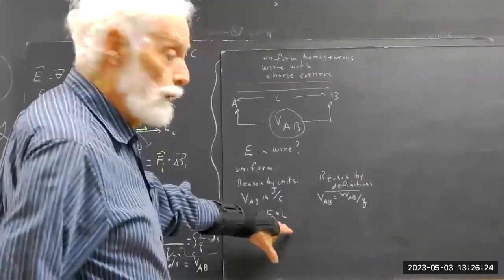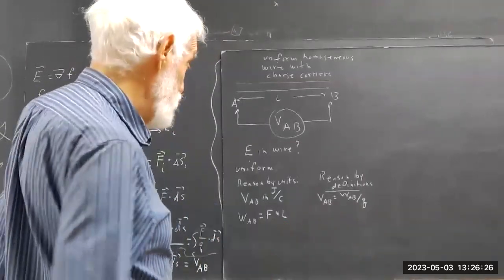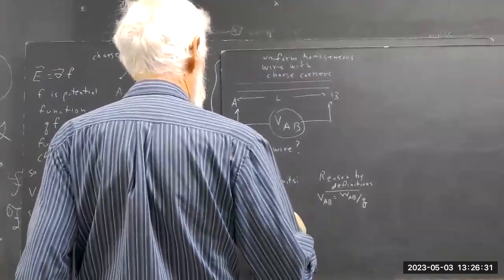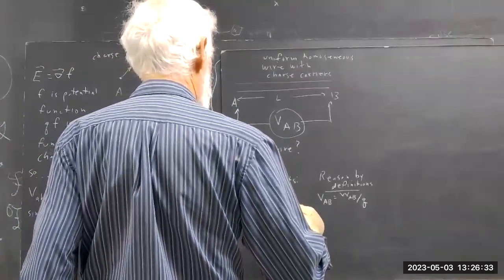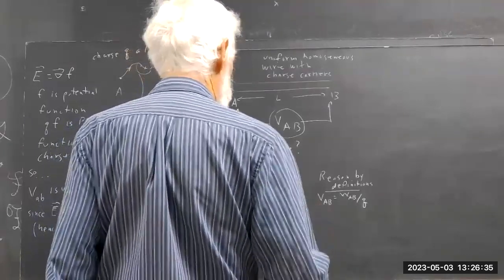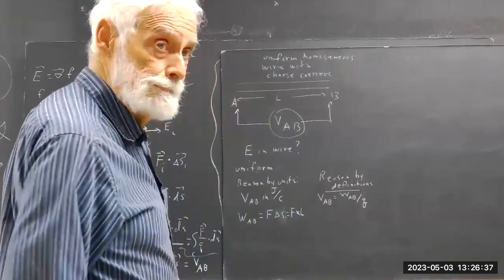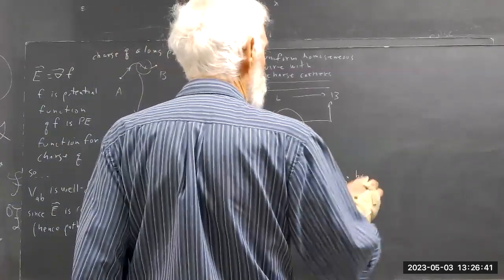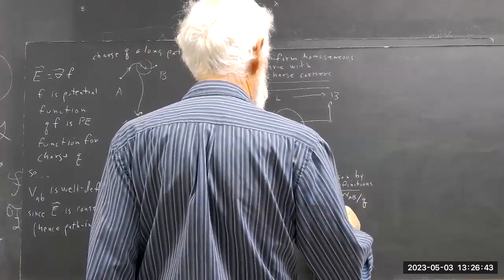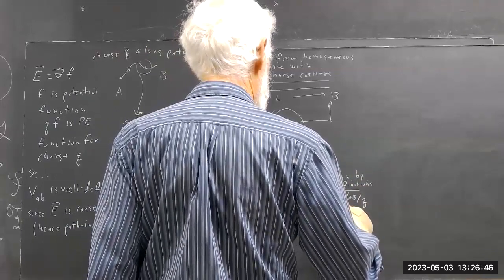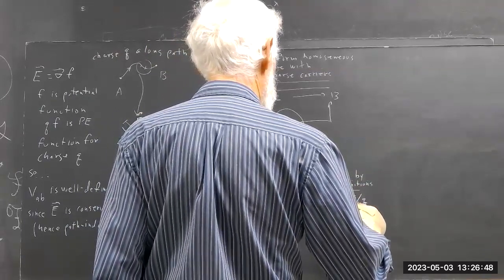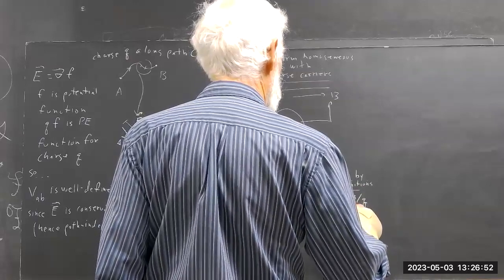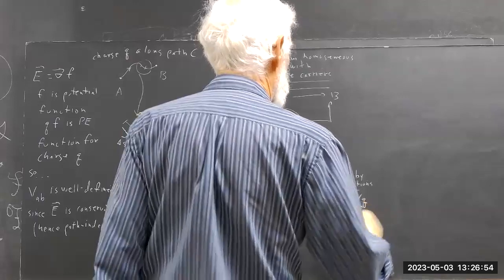Work from A to B, of course, is force times the distance. And of course, that goes back to the definition of work. By definition, work AB is actually the integral of F dot ds.